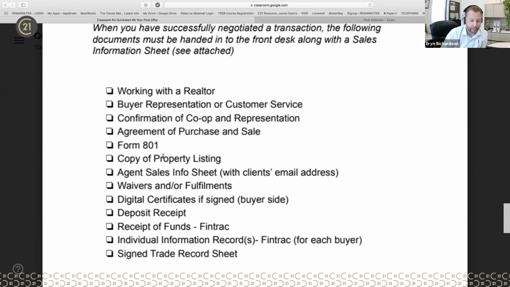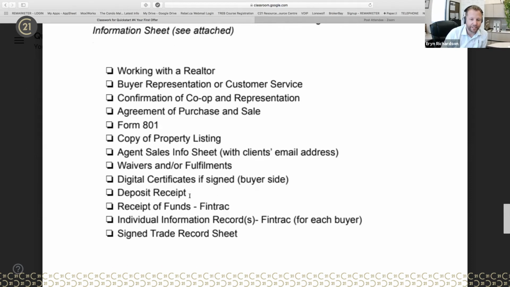A copy of the property listing. We want the sales information sheet filled out; I'm going to show you that in a second. Waivers and fulfillments, if any. And then digital certificates: if we're representing the buyer, it's great to have, so pull that off and get that. On the selling side, we now have it with our system, but it's good to have a digital certificate printed off if you're signing digitally.